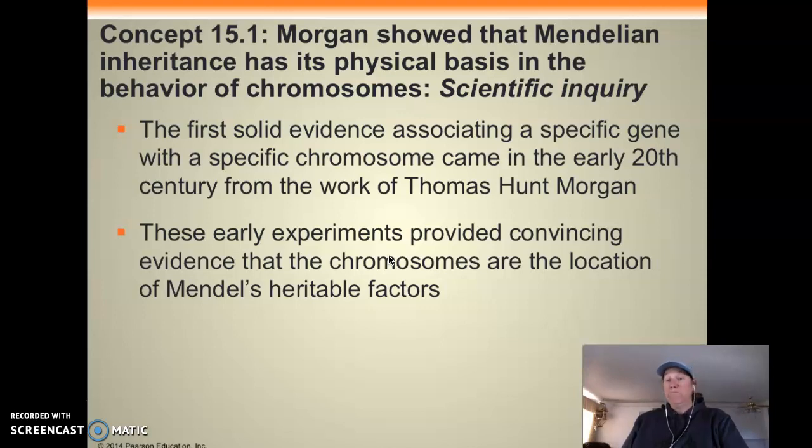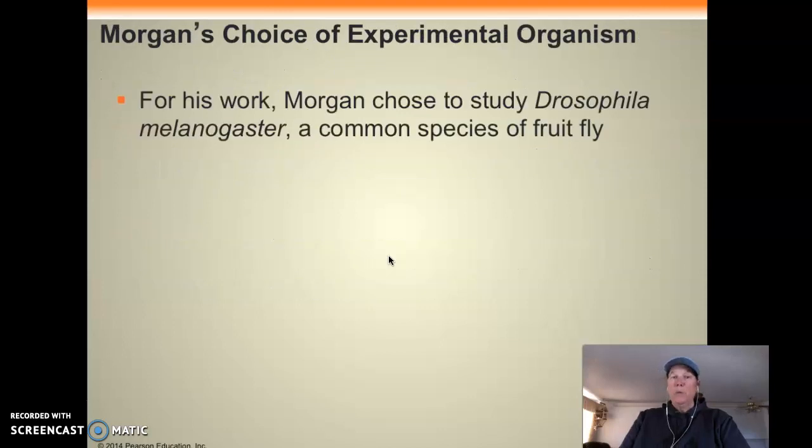When Mendel died, nobody really knew that he had discovered genetics. It wasn't until later that they found it. One of the people who helped prove it was Thomas Hunt Morgan. What he worked with was Drosophila, fruit flies.